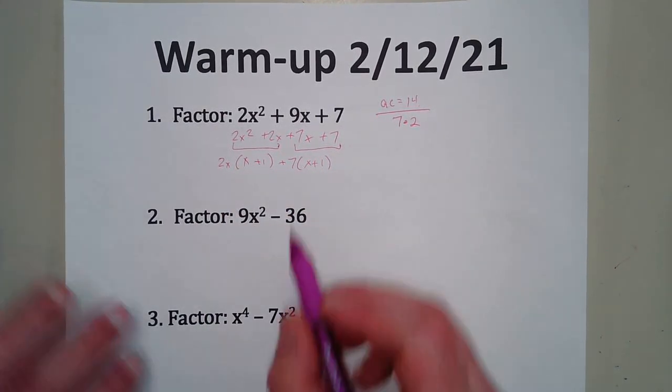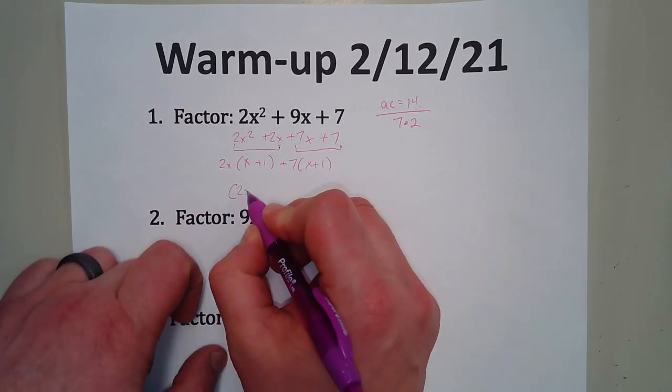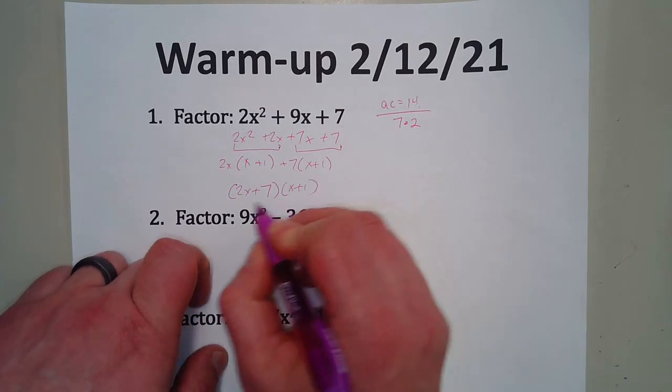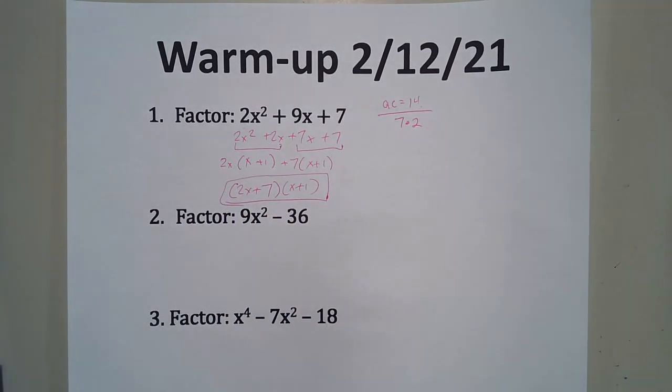So now what's the factored form look like? Two GCFs come together to make the one factor, and the two common parts come together to make the other. So there we go. There's our factored form of a good AC grouping factor.